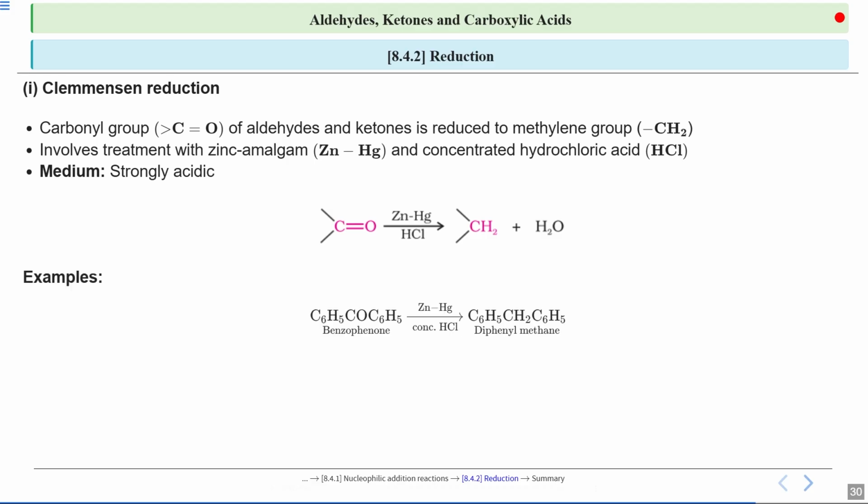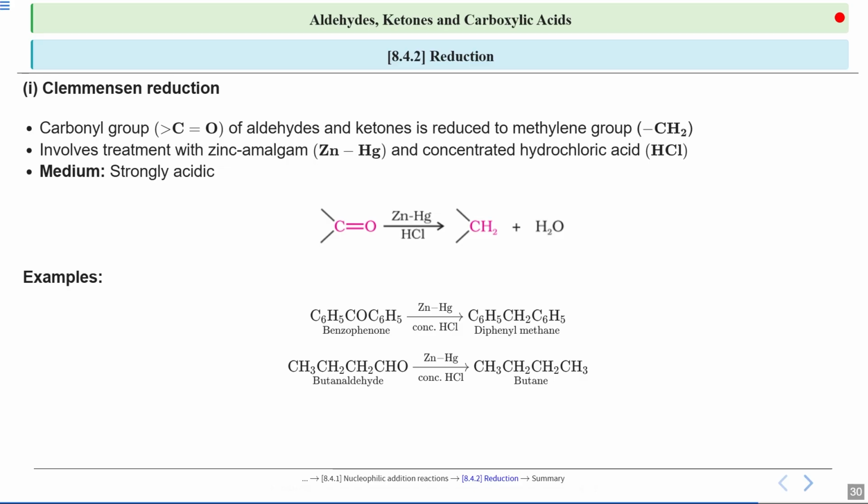For example, this is benzophenone. Benzophenone is a compound with two phenyl groups attached to the carbonyl group, and this is reduced to diphenylmethane. So you will see that this C double bond O is reduced to a CH2 group. This transformation involves removing the oxygen and adding hydrogen atoms. Similarly, butanal, which is a simple aldehyde with a 4 carbon chain, is reduced to butane. So this is the Clemmensen reduction.